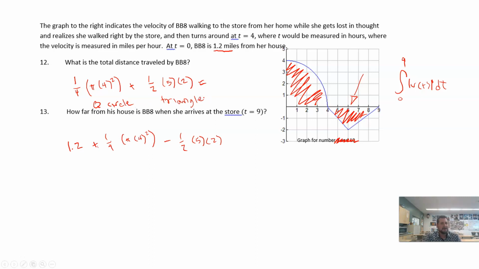Now, number 13 wants to know how far from her house she is when she arrives at the store. And you think about this. This right here is the initial condition, and then all of this right here is the displacement. Notice this time I did subtract off that area, so I have that, and again, I can't remember exactly what you get, but that would be your answer for how far from the house she is when she arrives at the store.